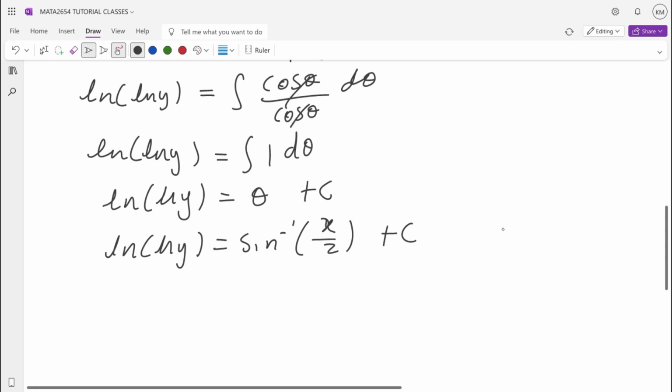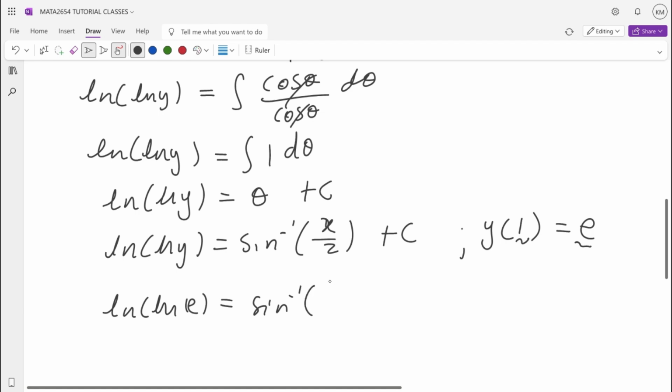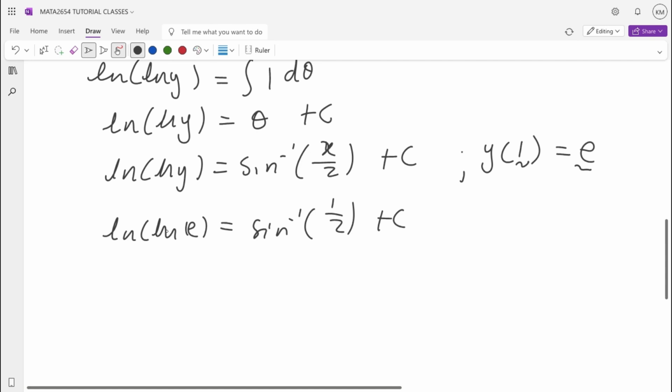Okay, since it's an initial value problem, we know that the initial condition was given as when x is 1, y is e. Let's plug that in there. Our x is 1 and y is e. So if we plug in e here, we'll have ln of ln e equals arc sine of 1 over 2, then plus c. What is ln of e? Ln of e is 1. Then we basically have ln of 1 equals, what is arc sine of 1 over 2? That is pi over 6, then plus c.